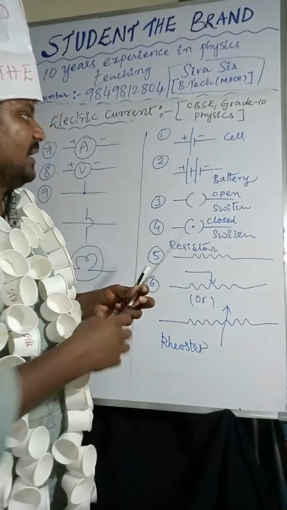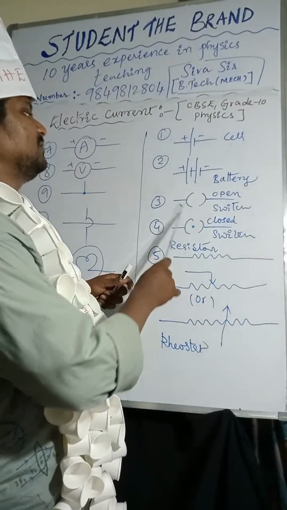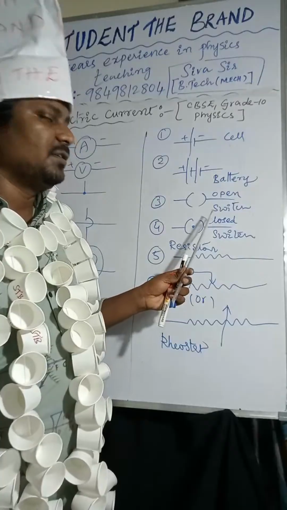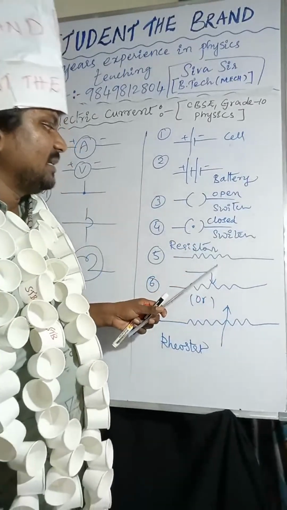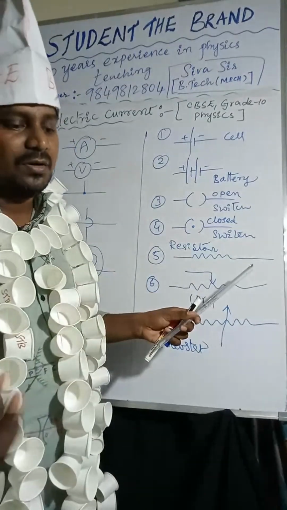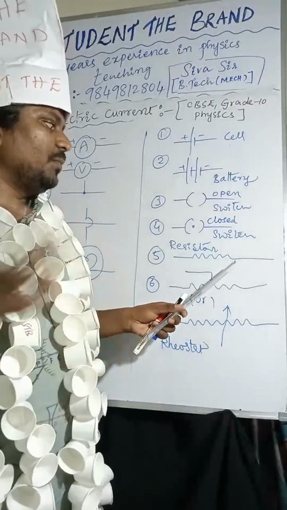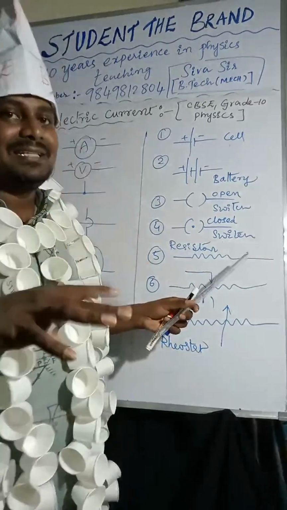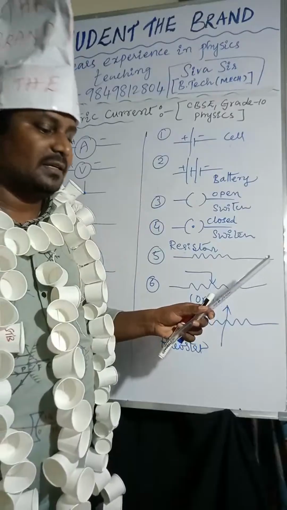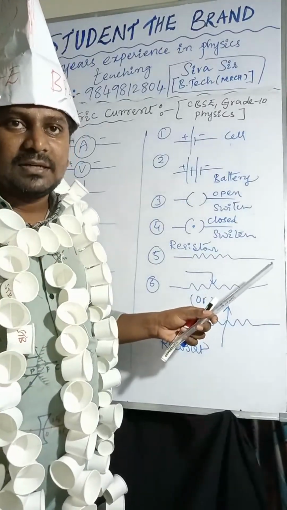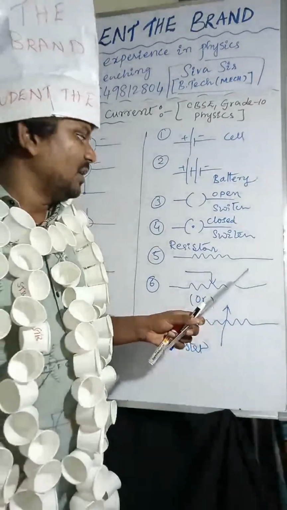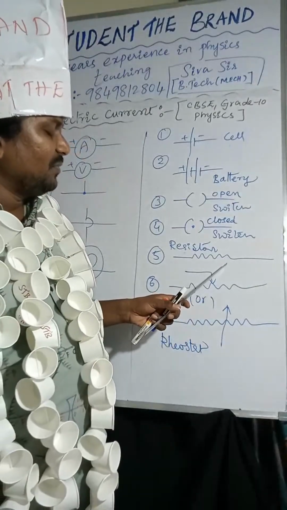If you connect an open switch in the circuit, it becomes an open circuit. If you connect a closed switch, the circuit will be closed. Resistor is a device which is used to oppose the electric current in the circuit. Resistance is the phenomenon of opposing the electric current. The SI unit of resistance is ohm.